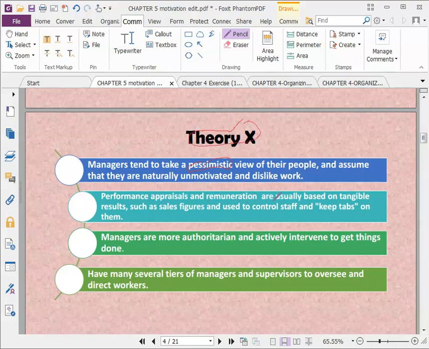Performance appraisals and remuneration are usually based on tangible results such as sales figures and used to control staff and keep tabs on them. So what the managers tend to do for the people that they think are unmotivated and dislike the work is give the employees motivation such as remuneration and appraisal. Dia terpaksa buat sebabkan dia tahu tak siapa pun akan suka kepada pekerjaan. So macam mana cara kita nak increase the profit of the company? Kalau semua orang tak suka pada pekerjaan, tak bermotivasi, so mereka ni akan menggunakan performance appraisal and remuneration.